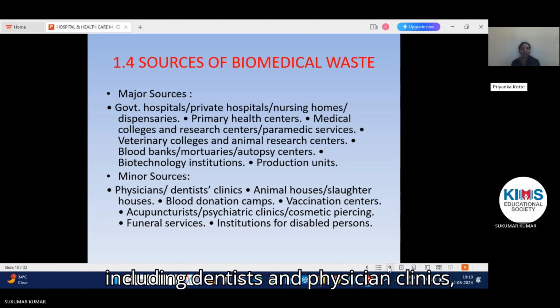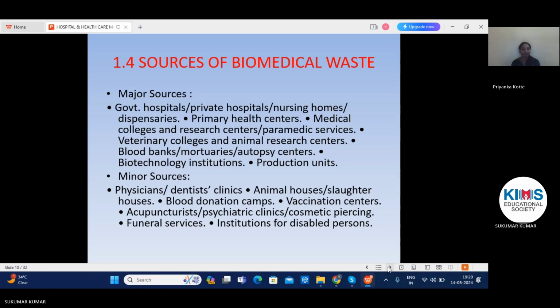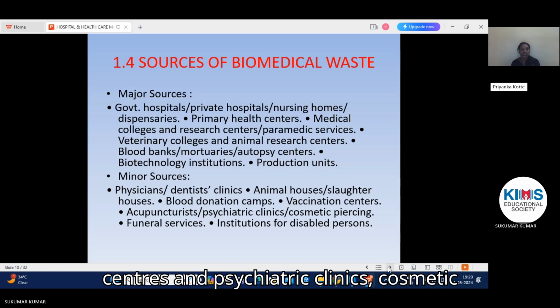The minor sources include dentist and physician clinics, animal and tissue slaughter houses, blood donation camps, vaccination centers, acupuncture centers, psychiatric clinics, cosmetic piercing and tattoo centers, funeral services, and institutions for disabled persons. These are minor sources because they produce only a minimal quantity of waste. So the source classification has been divided based on the quantity of waste they generate.